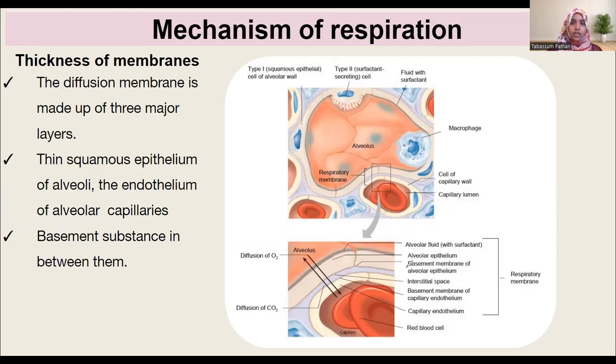So this basement membrane, which is in between the squamous epithelium of the alveoli and the endothelium of the alveolar capillaries. This is the capillary endothelium, this layer, and this is your alveolar epithelium. Can you see? One membrane here, another membrane over here, and in between you can see the basement membrane. These three barriers will determine the diffusion of the gases.